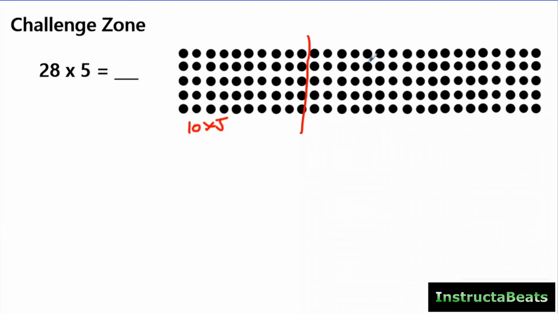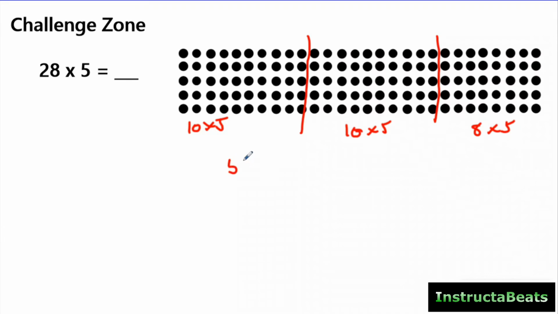I'm going to do another 10. 1, 2, 3, 4, 5, 6, 7, 8, 9, 10. So here I have another 10 groups of 5 in each, which leaves me with 1, 2, 3, 4, 5, 6, 7, 8 groups of 5 in each. And I'm going to split this apart 3 different ways.